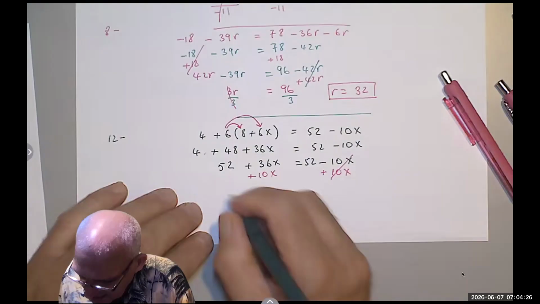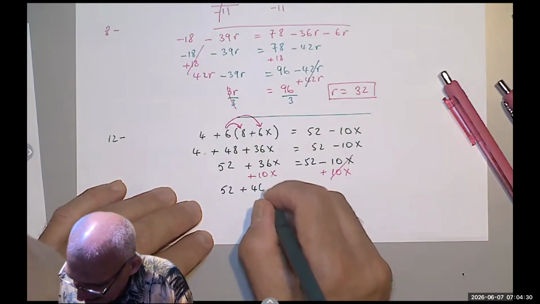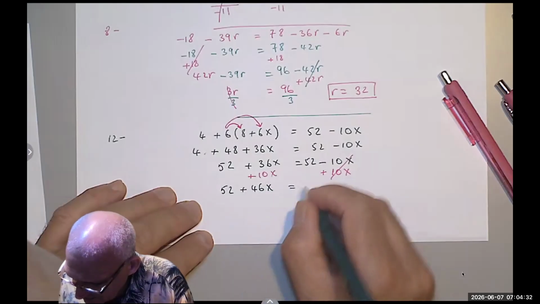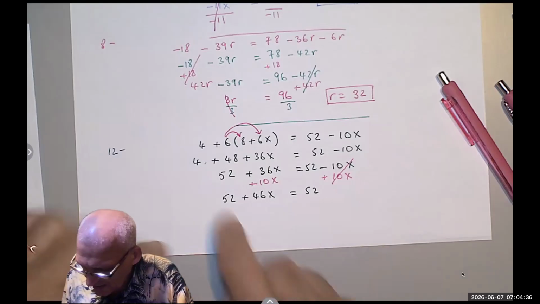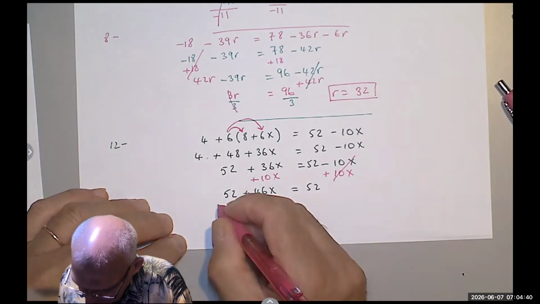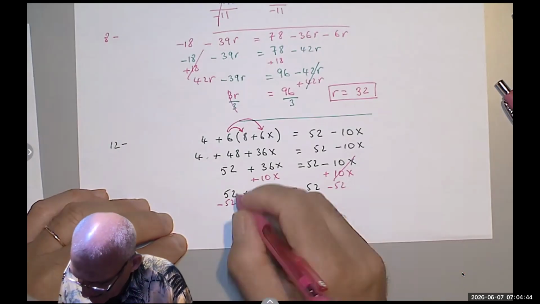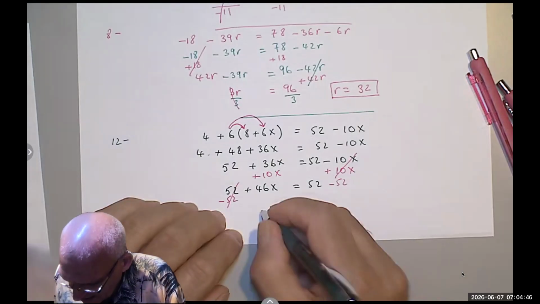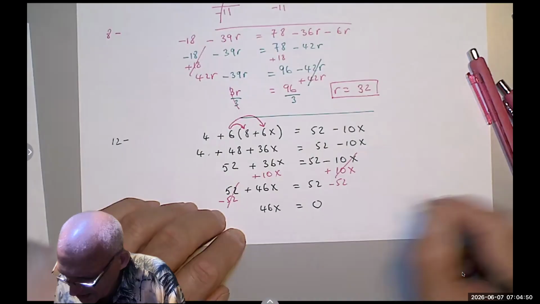So here I get 52 plus 46x equals 52. Wait a second, I have 52 and 52. So I want to move this to the other side. It's positive, right? So I have to subtract. That's interesting. I got 46x equals 0.